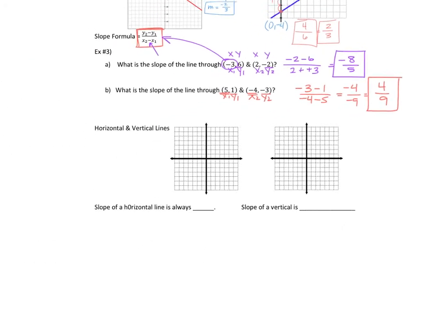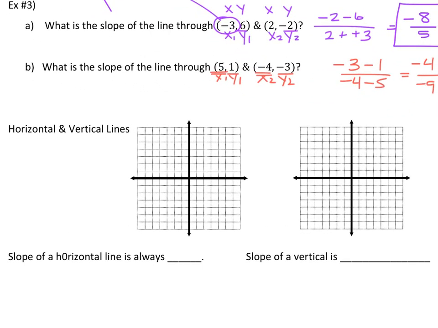All right, horizontal and vertical lines. A horizontal line looks like this, right? That's a horizontal line. What is the slope of that line? Zero. It's 0, right? A horizontal line always has a slope of 0.